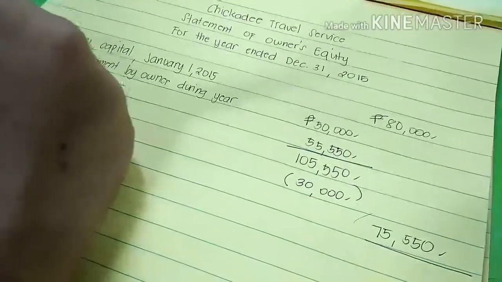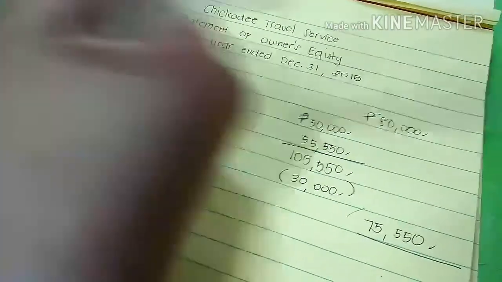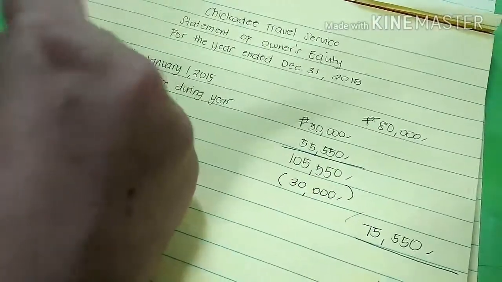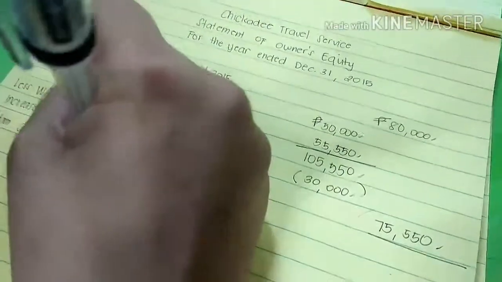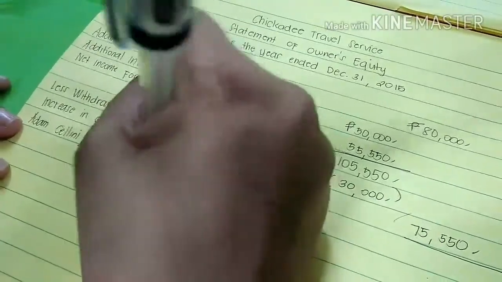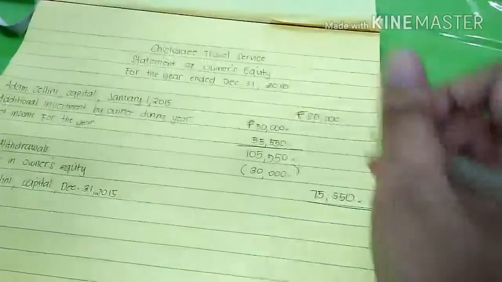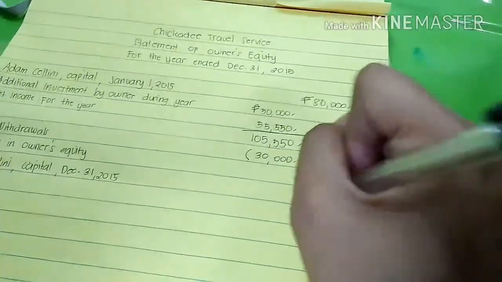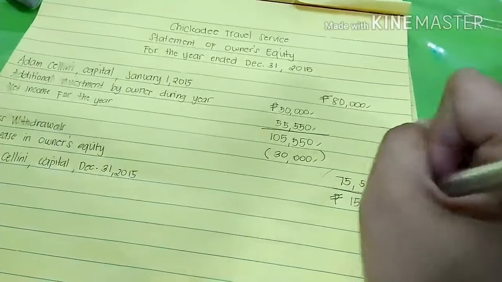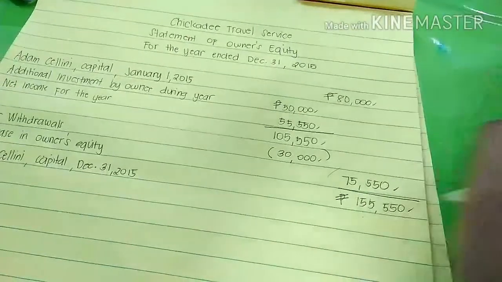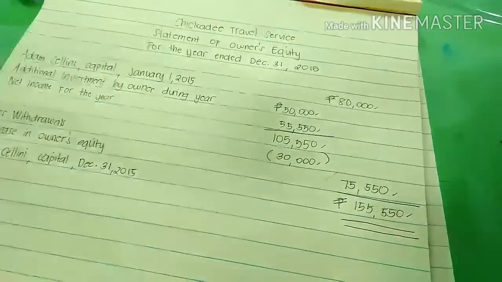Compute for the ending capital balance. Compute for the balance of the capital account at the end of the period and draw the lines. One horizontal line means that a mathematical operation has been performed. Two horizontal lines, which means double rule, are drawn below the final amount.